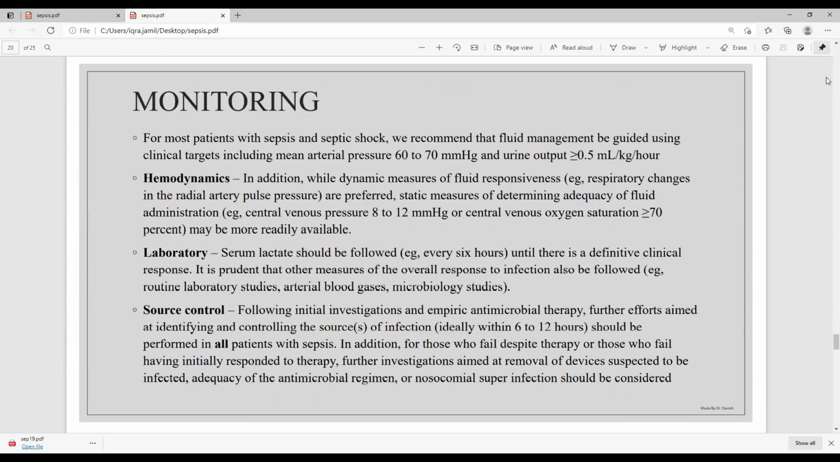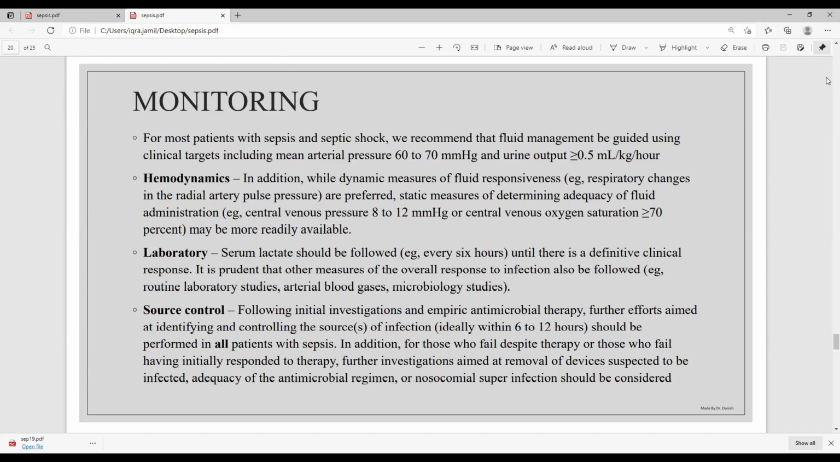Monitoring. To monitor the response of management of sepsis, these three parameters, hemodynamics, laboratory, and source control, should be assessed. For most patients with sepsis and septic shock, we recommend fluid management guided by clinical targets, including mean arterial pressure 60 to 70 and urine output 0.5 or more per kg per hour. Hemodynamics. In addition, while dynamic measures of fluid responsiveness, such as respiratory changes in the radial artery pulse pressure, which is called pulse pressure variation, are preferred, static measures of determining adequacy of fluid administration, central venous pressure 8 to 12, or central venous oxygen saturation 70 or more, may be more readily available.